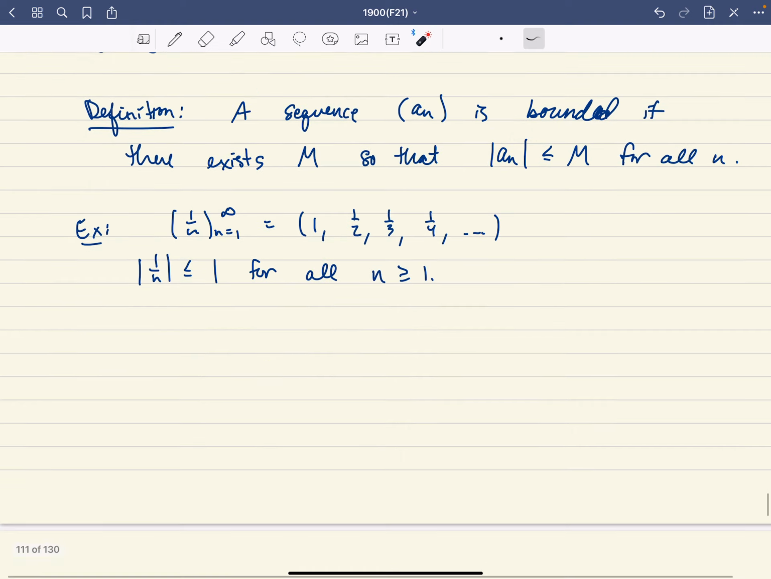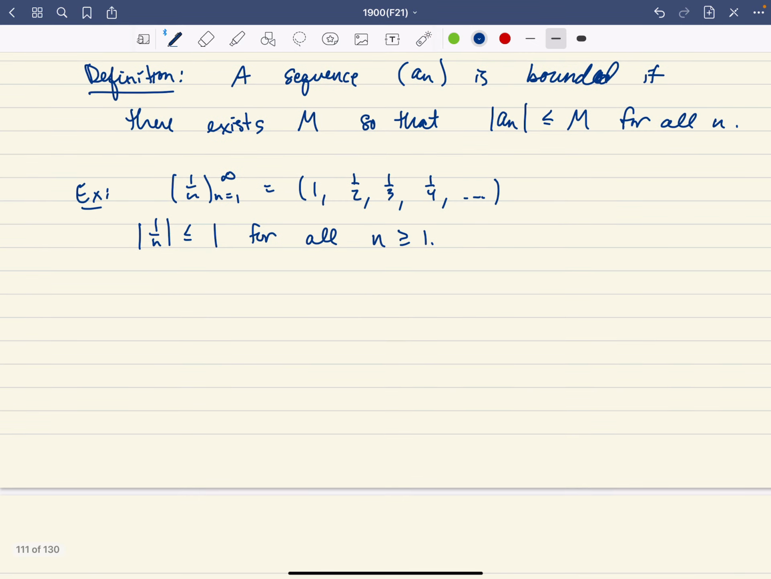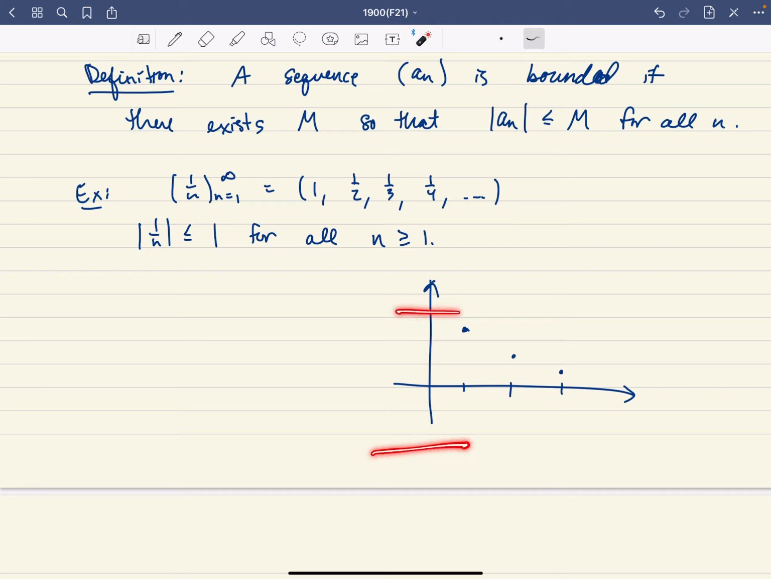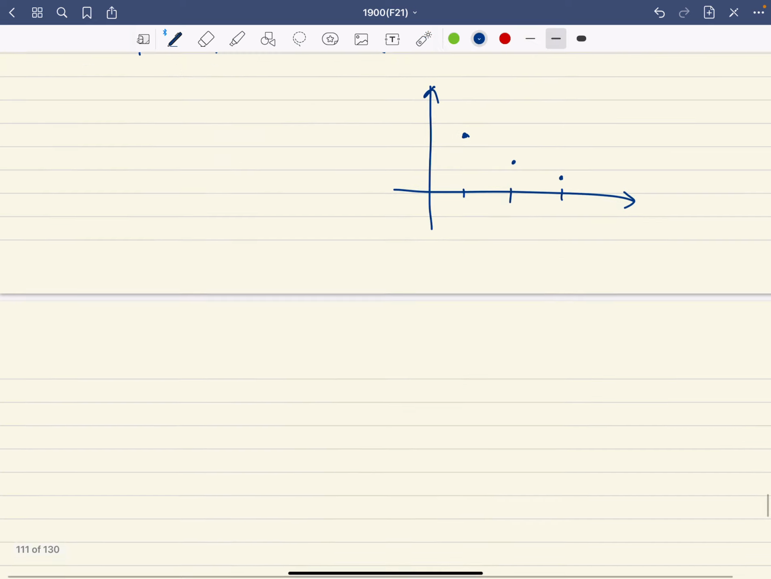So the way I like to think about bounded sequences is that if you were to take a line, you can think of a sequence as a collection of points, where at 1, you have 1, at 2, you have a half, at 3, you have a third, and so on. So a sequence is bounded if all the outputs that you get are always between some upper and lower limit, right? Some finite numbers. So that's what it means to be a bounded sequence.